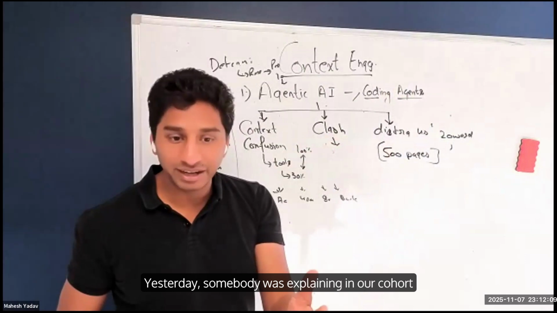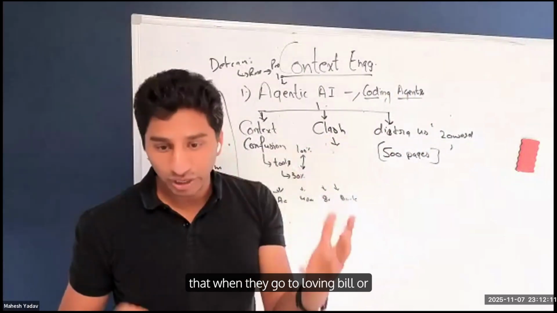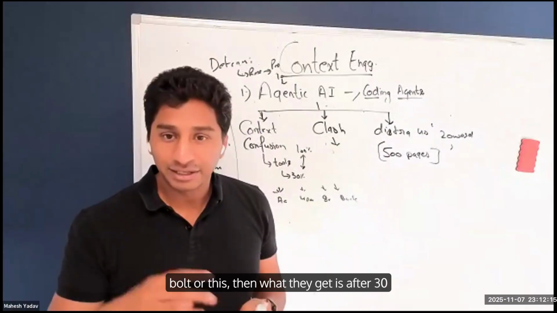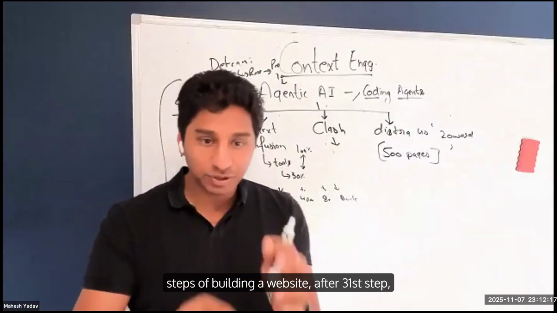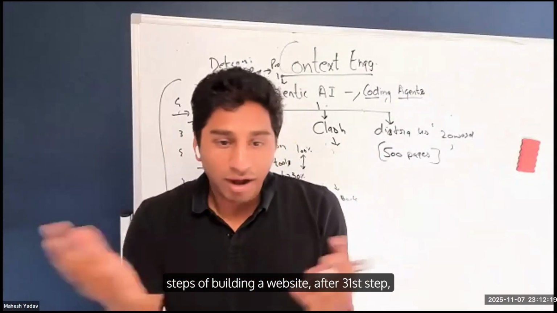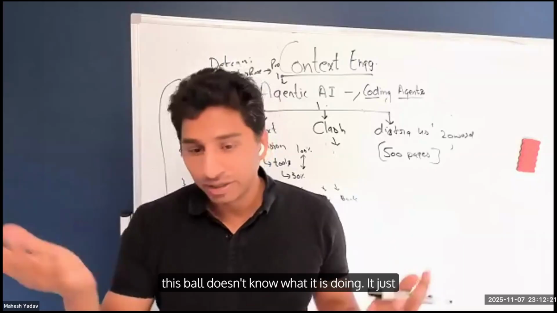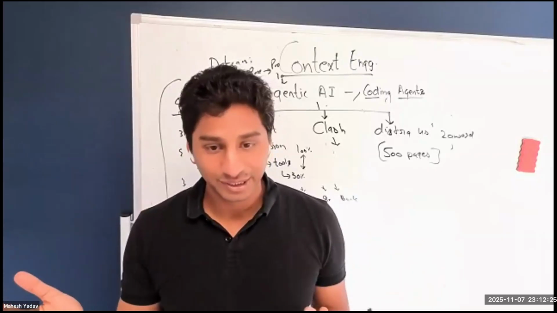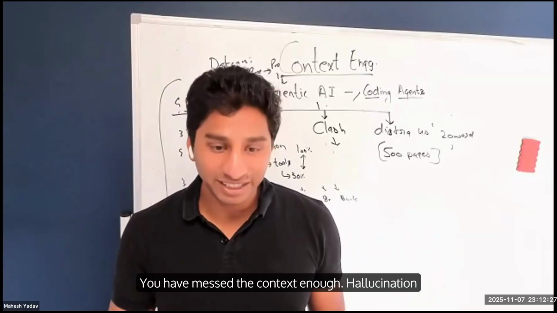Yesterday, somebody was explaining in our cohort that when they go to Lovable or Bolt, after 30 steps of building a website, after the 31st step, Bolt doesn't know what it is doing. It just starts doing some screwed-up stuff. You have messed up the context enough. Hallucination?